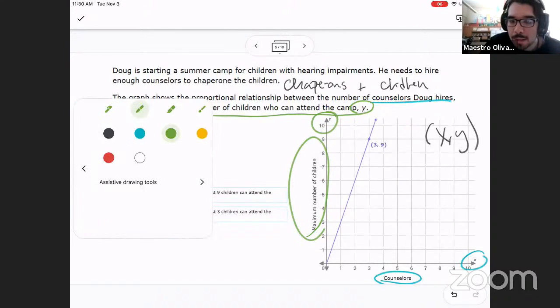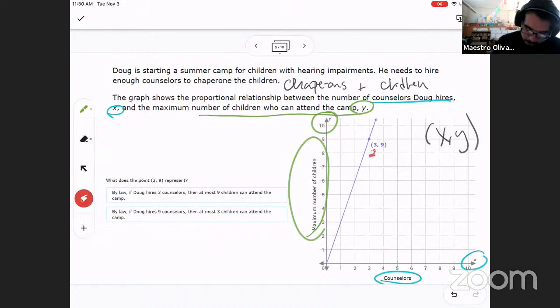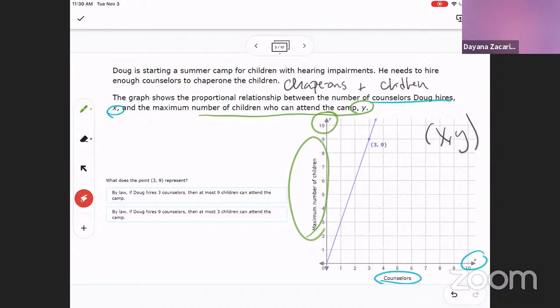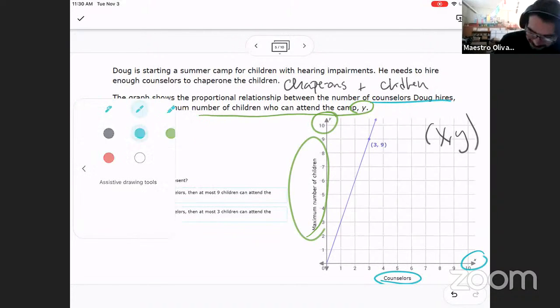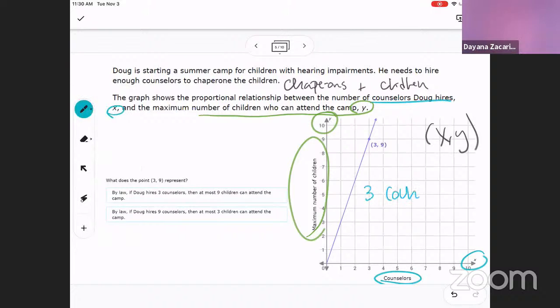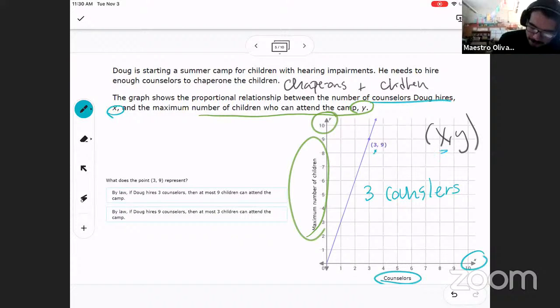So let's see here. Diana, can you please let us know, what does the 3 represent? Is that 3 counselors or 3 children? I think it represents the counselors. What makes you say that? And you're correct, but what makes you say that? Because you underlined it, counselors Doug hires, and there's an X right where the sentence is. Perfect. Diana recognizes the first number represents X, and so it should be the number of counselors. Yes, Kelvin?